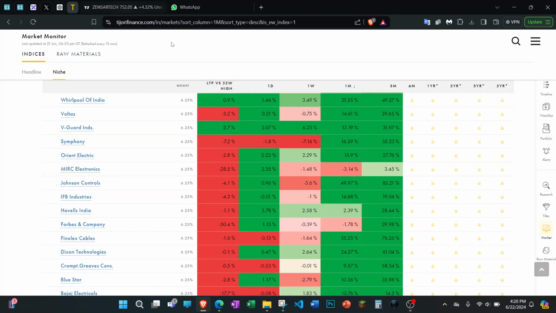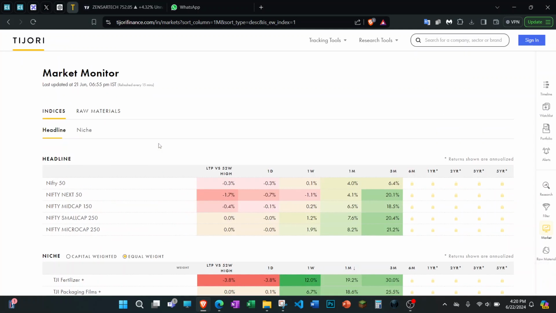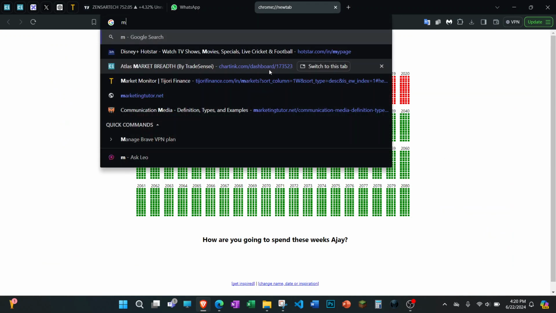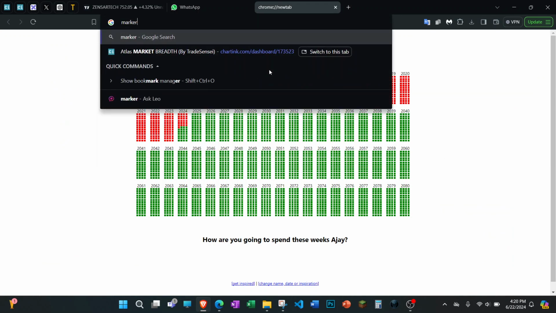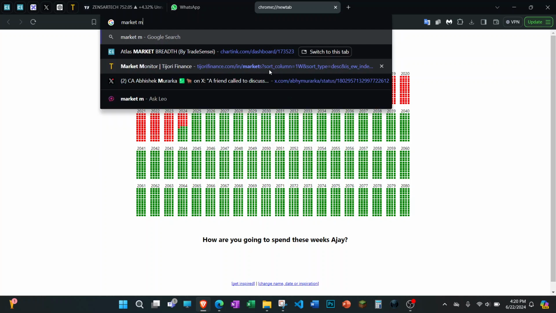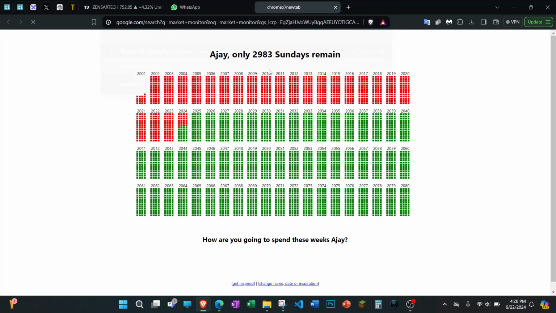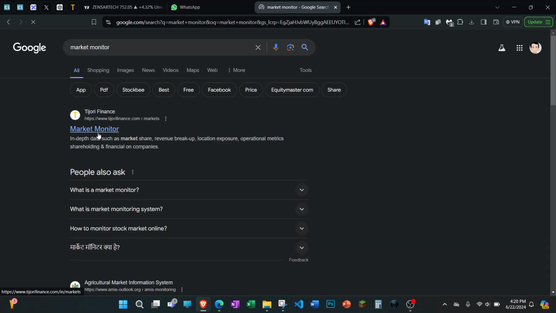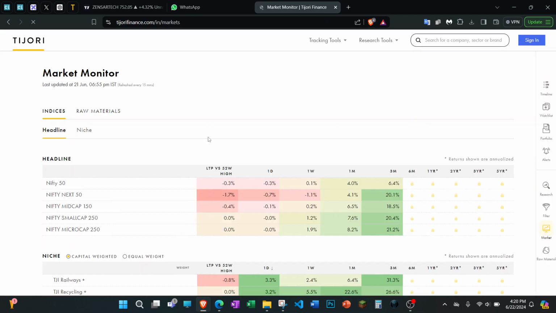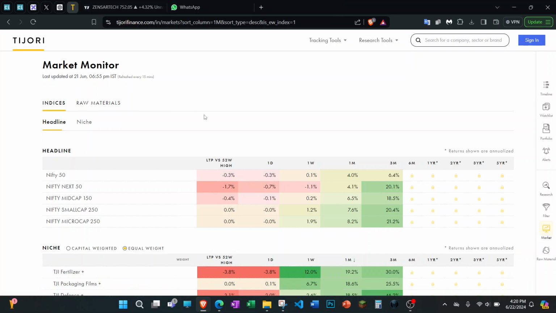So we'll use a simple tool by Tijori Finance called the Market Monitor. How can you find this? Just simply search Market Monitor and you'll get the first link. Go to this link and here you'll find the Market Monitor, right? I'll simply explain what the Market Monitor is.